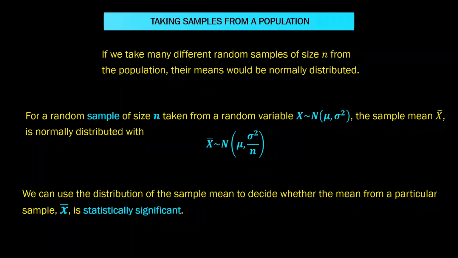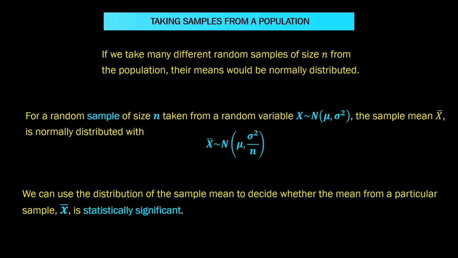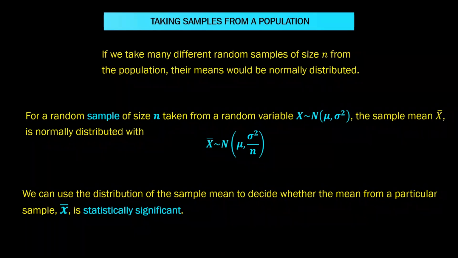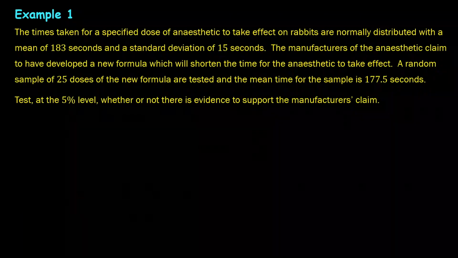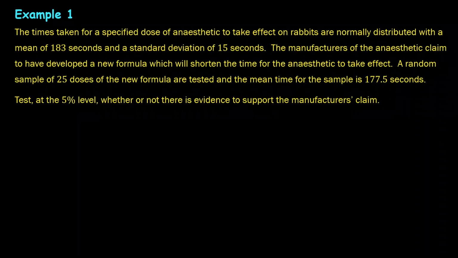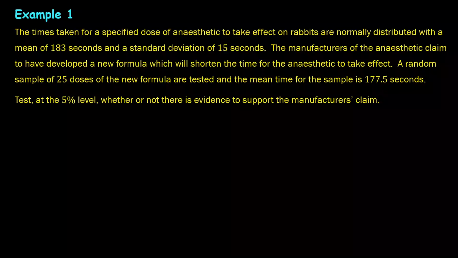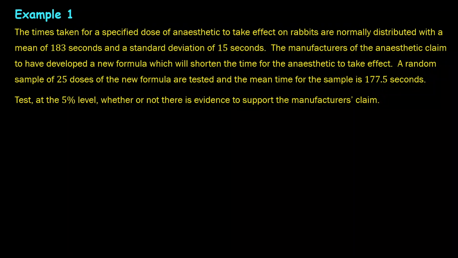We can use the distribution of the sample mean to decide whether the mean for a particular sample, x bar, is statistically significant. So let's take a look at an example. The times taken for a specified dose of anesthetic to take effect on rabbits are normally distributed with a mean of 183 seconds and a standard deviation of 15 seconds.